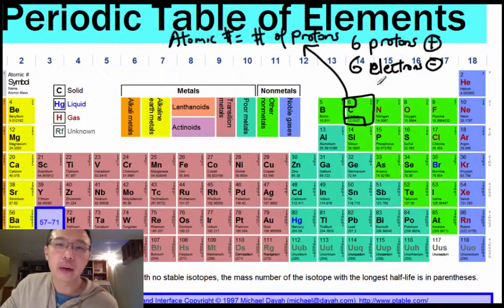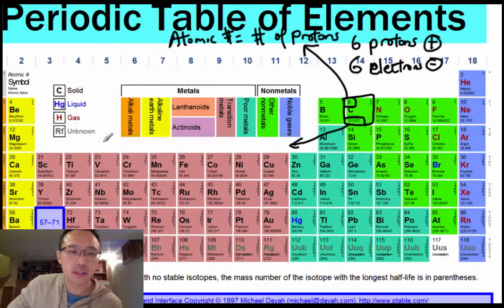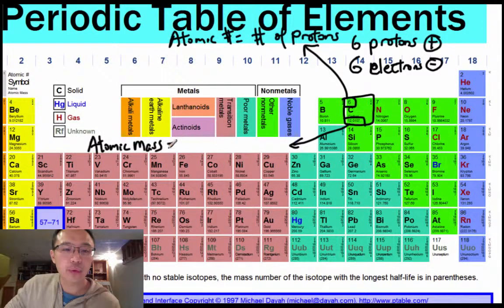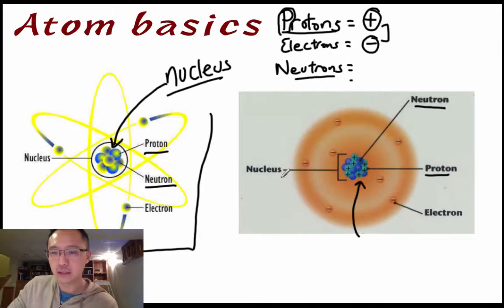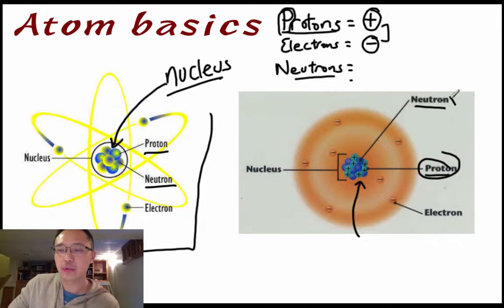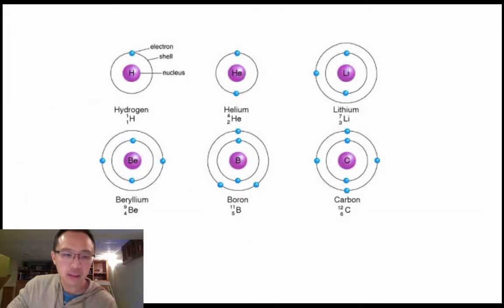So how do we get the number of neutrons? Well, we have to look at this decimal number right here. This decimal number is your atomic mass. The atomic mass is really the number of protons plus the number of neutrons. If you remember from the previous diagram, in the middle you have your protons and your neutrons. That makes up your mass. The electrons are so light that we don't even attribute them to your atomic mass. So we're just going to look at your neutrons and protons.